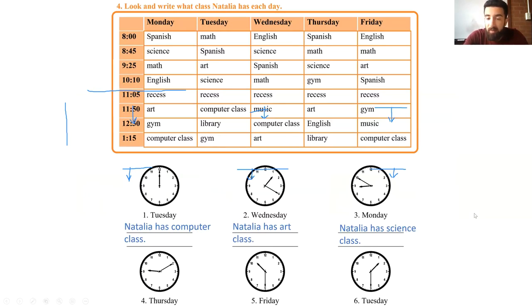And the last one, la última. Look and write what class Natalia has each day. Entonces, we have, tenemos un horario acá. Y solo tenemos que ver cuál clase Natalia tiene estos tiempos. Entonces la primera, Tuesday at 12, martes a las 12, Natalia has computer class.